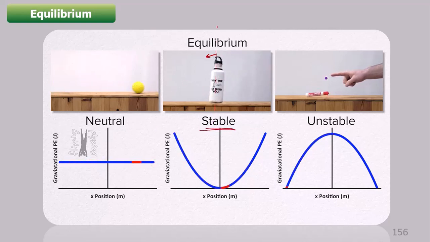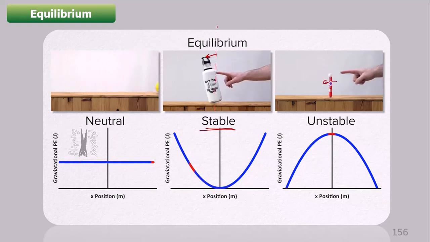Now, on the other hand, if I displace it and it stays displaced permanently, it will never come back to the original position. I slightly tilt it, but it is not able to come back to its initial position. In that situation, it is an unstable equilibrium. And another case is the neutral equilibrium.